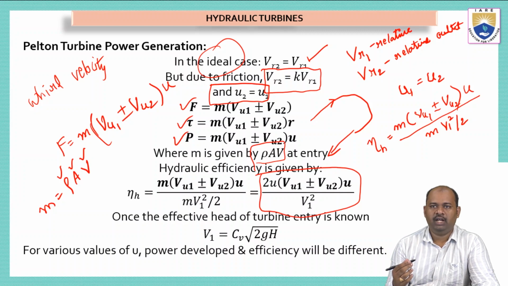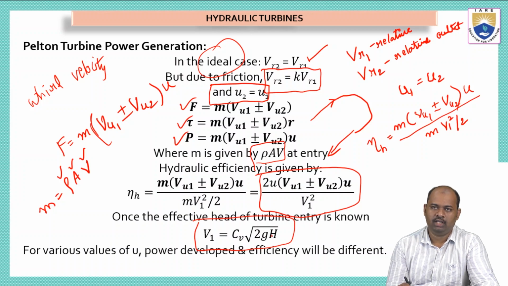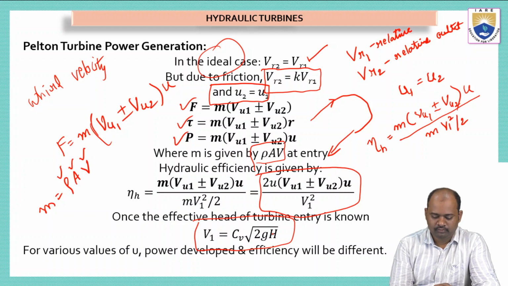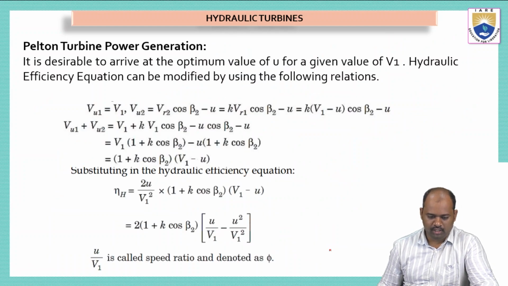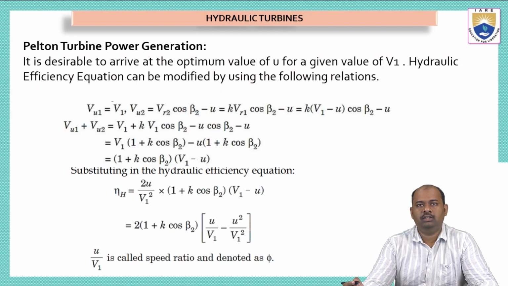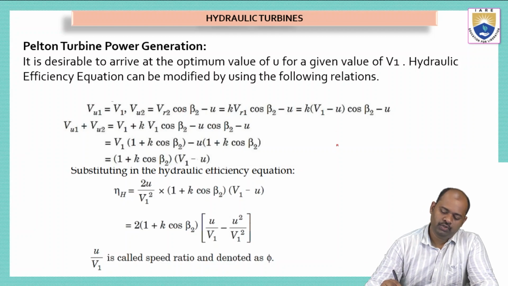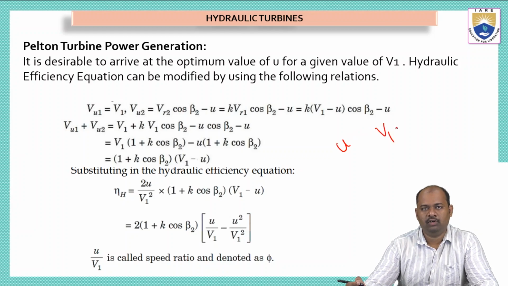Once the effective head at turbine entry is known, we can calculate this value also. V1 is equal to the coefficient of velocity multiplied by the square root of 2gh. G stands for gravity and h is the head of the water present in the dam or the head race. For various values of u, power development and efficiencies will be different. It is desirable to arrive at an optimum value of u for a given value of V1. Here u is the velocity of the bucket, and V1 is the velocity of the water that is coming out of the jet.